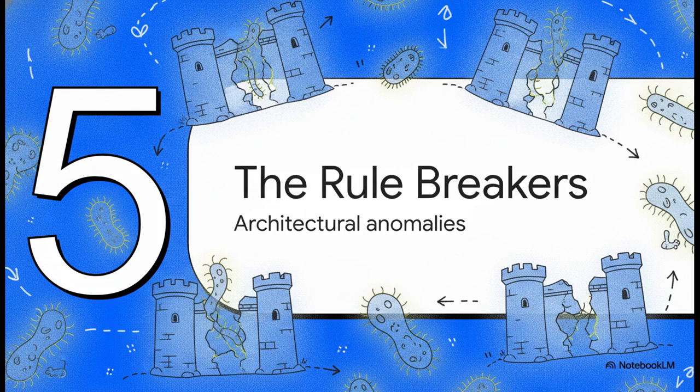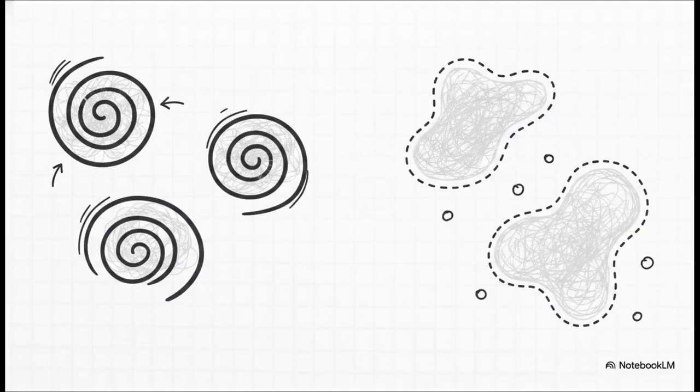All right, almost done. Section 5, the rule breakers. Let's look at the architectural anomalies. If you remember the very top of our blueprint, not all bacteria have thick walls. Some have this fragile, spiral, thin cell wall. These are the spirochetes. That includes Treponema pallidum, which causes syphilis, as well as Borrelia and Leptospira.